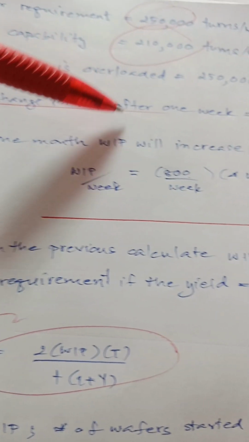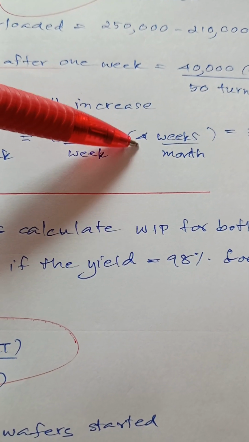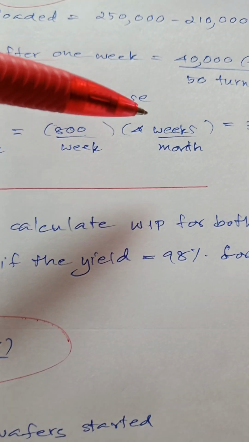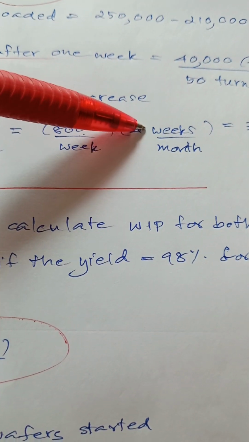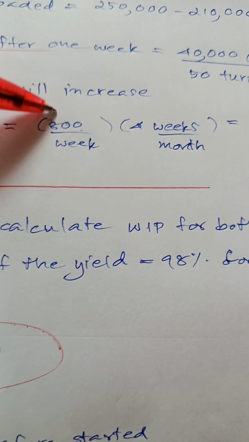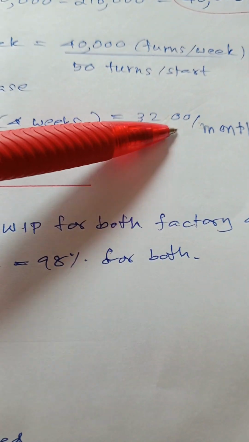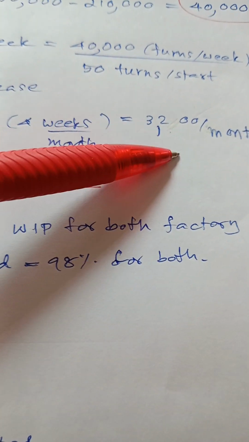After a month, WIP will increase. You simply multiply by 4, because in 1 month you have 4 weeks. So you put 4 weeks, and weeks cancel out. You end up with 3,200 wafers, or starts, per month. Okay.